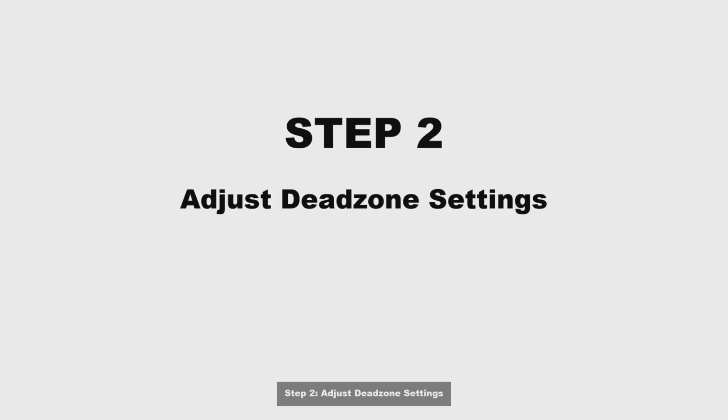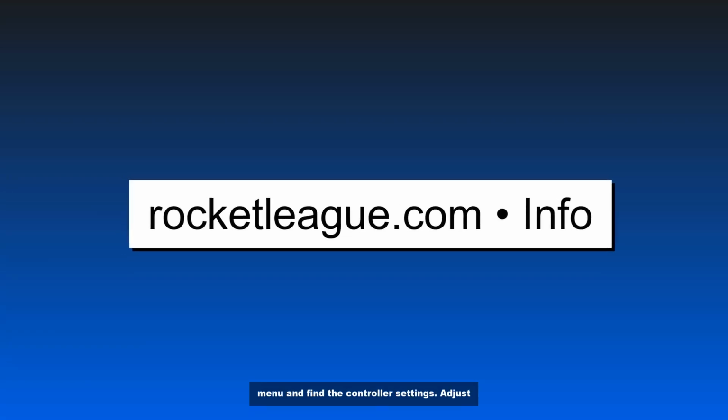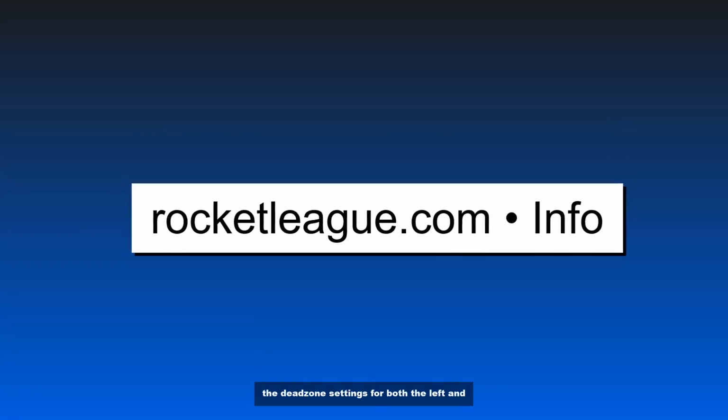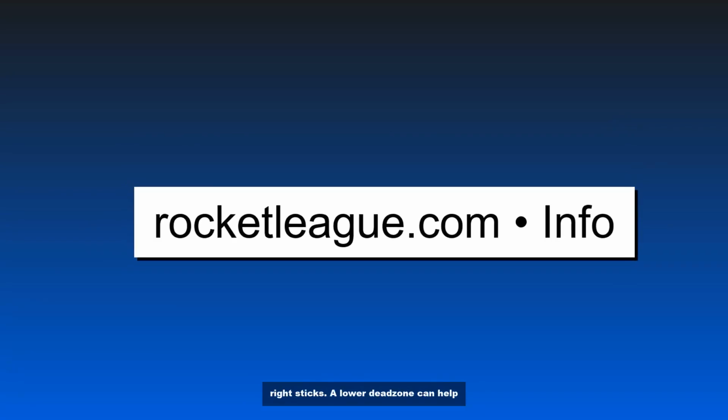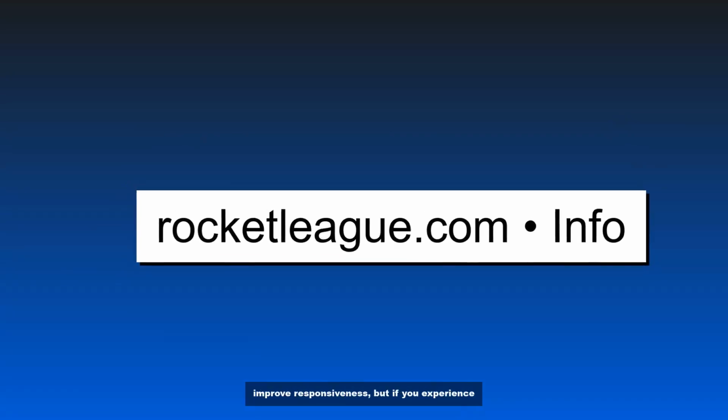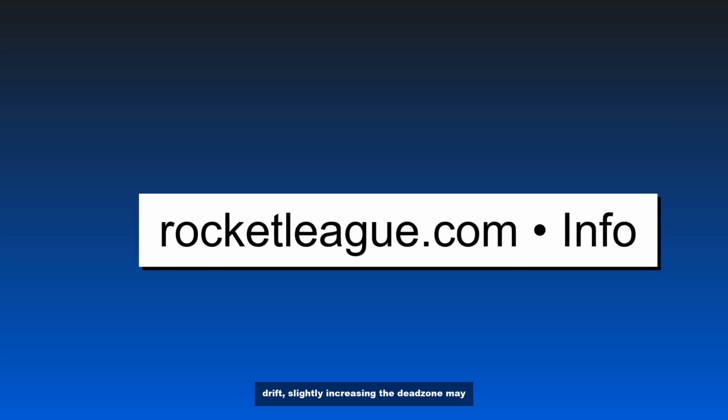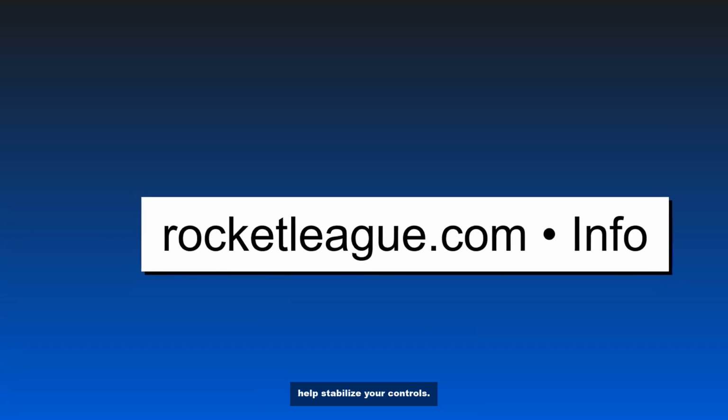Step 2. Adjust dead zone settings. In Rocket League, navigate to the settings menu and find the controller settings. Adjust the dead zone settings for both the left and right sticks. A lower dead zone can help improve responsiveness, but if you experience drift, slightly increasing the dead zone may help stabilize your controls.